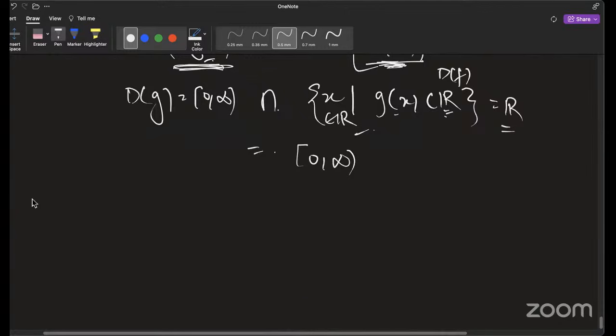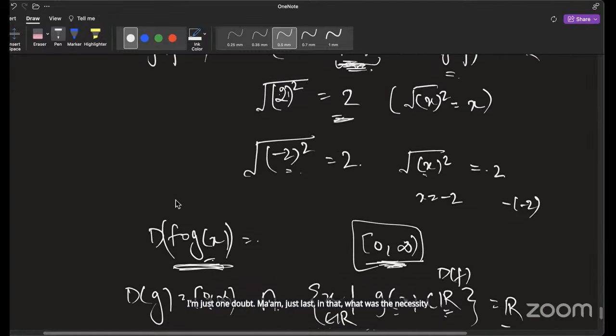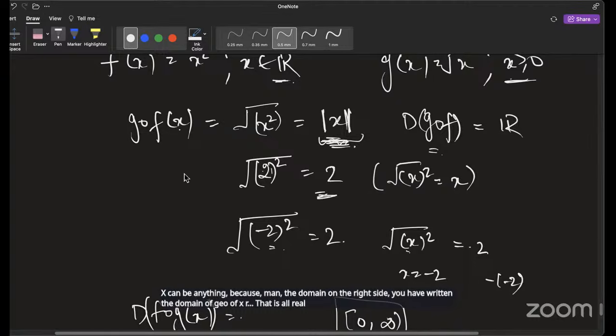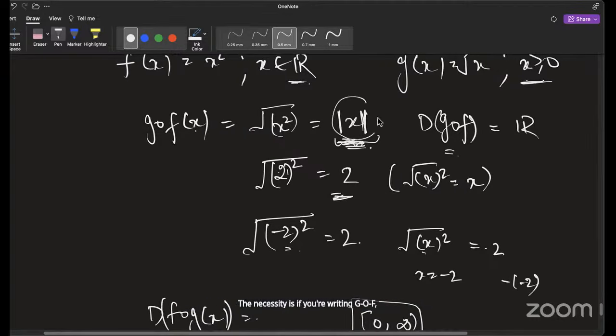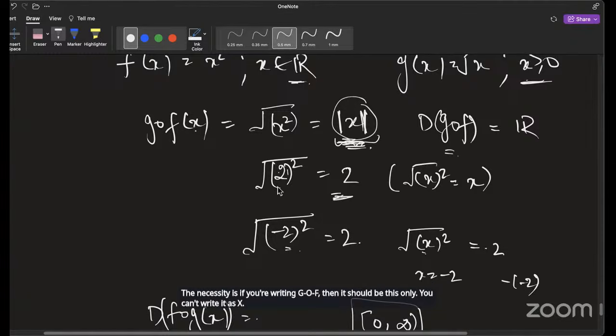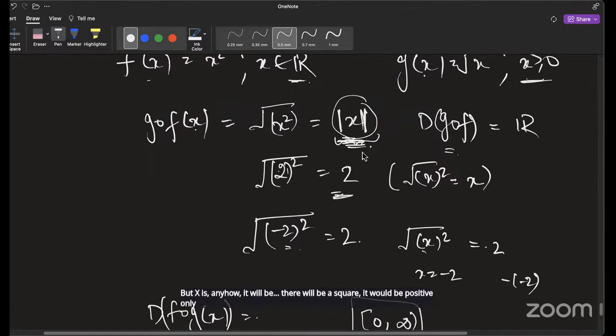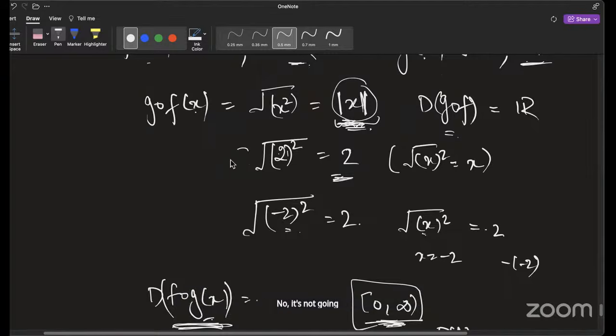Ma'am, just one doubt. What was the necessity of writing mod x? Because x can be anything. Ma'am, the domain on the right side, you have written the domain of g of x as all real numbers. The necessity is that if you're writing g of f, then it should be this only. You can't write it as x. I wanted you to know that when these two functions are composed, you don't get x, you get mod x. But x is anyhow squared, so it would be positive only.